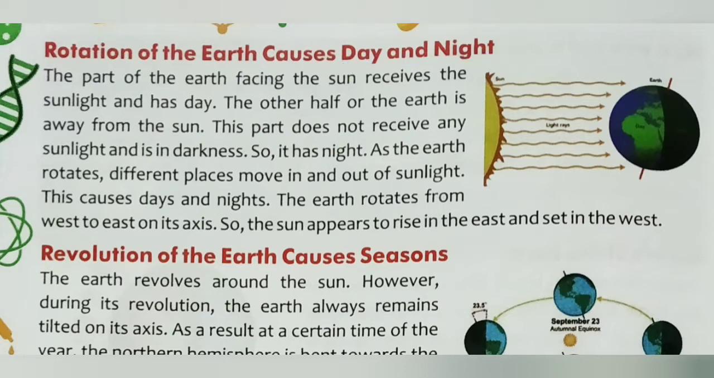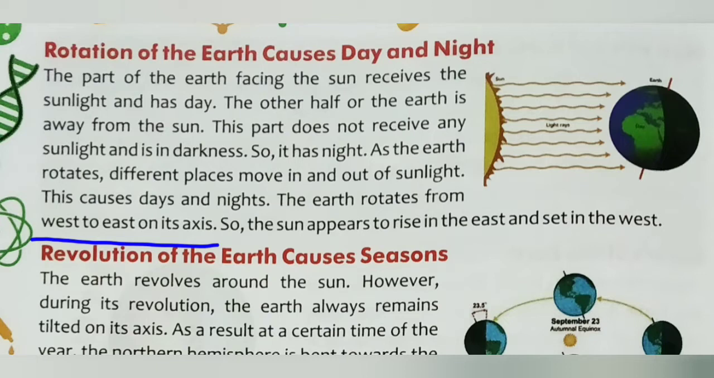Okay, so you have to read this para yourself. Everything I taught you here, but one point that you have to keep in your mind is that the earth rotates from west to east on its axis. If I ask what is the direction of the earth's rotation about its axis, your answer will be west to east.